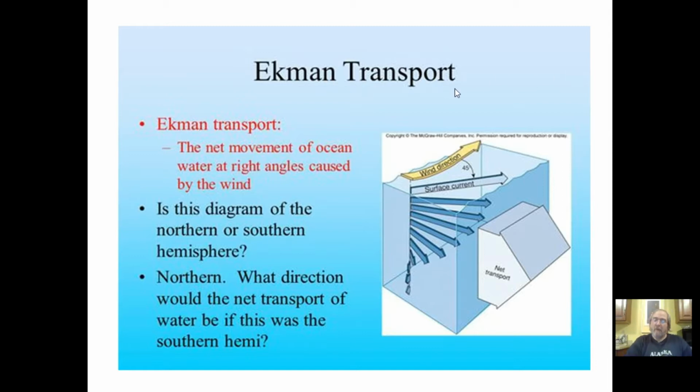Now, little pop quiz here for you. Is this diagram of northern and southern hemisphere? Answer: northern, because of deflections to the right. So now we have the wind blowing this way. The surface current, right? So there's a wind drag here, but Coriolis is acting on it, so there's the initial deflection to the surface current, about 45 degrees to the direction of the wind.